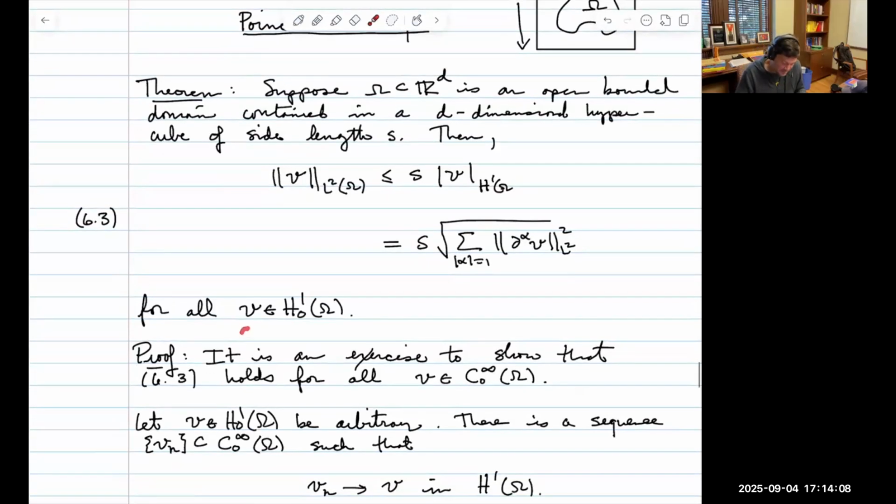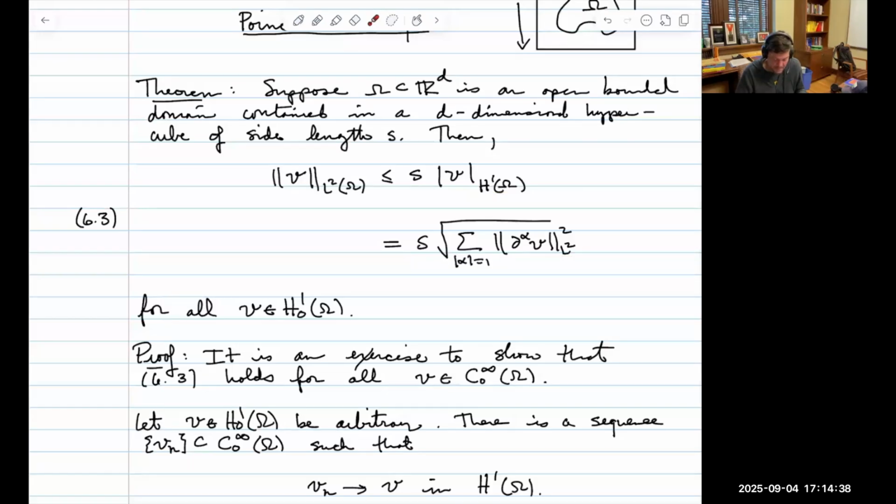So for such functions, we can prove that the L2 norm of v is less than the H1 seminorm of v. What's the H1 seminorm, you may ask? The H1 seminorm is just that part of the H1 norm which contains the derivative terms and only the derivative terms.